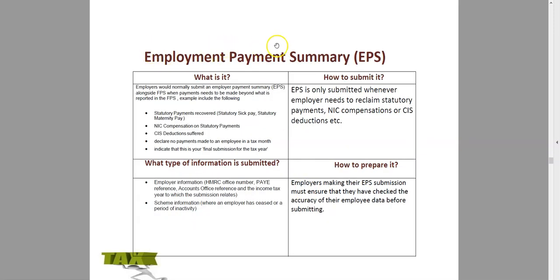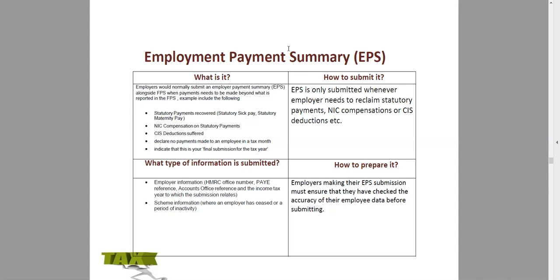Alright, the next one is called Employment Payment Summary, or EPS. EPS is only submitted whenever the employer needs to reclaim statutory payment, for example statutory sick pay, statutory maternity, statutory paternity, but we need to make sure we are claiming the right amount, because for some statutory payments, for example maternity and paternity, HMRC gives us the money back. But remember, for sick pay, HMRC doesn't give us back. It is the employer's or the company's responsibility to pay sick pay to their employee, unless different circumstances arise. For example, because of COVID, the government introduced a new scheme where you can get the sick pay back from HMRC.